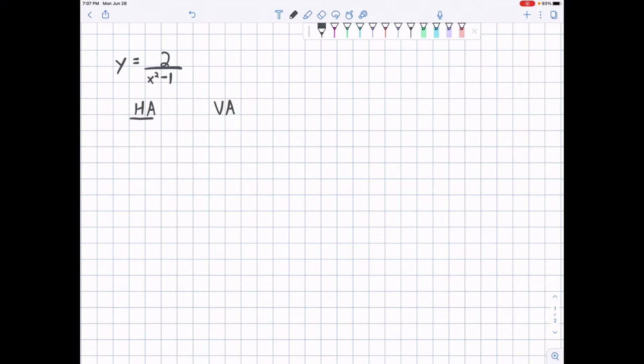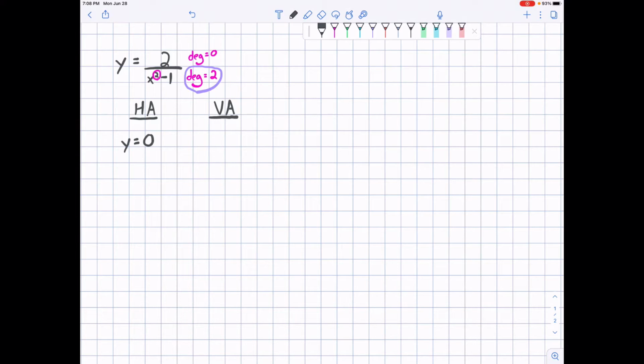Now, for horizontal asymptote rules, that's something they're kind of expecting you to know from Advanced Functions 12. How we do that is we compare the degrees of the numerator and the denominator. We can see here that the degree of the numerator is 0 and the degree of the denominator is 2. That's based on the exponent on x. Since the degree of the bottom is bigger than the degree of the top, the horizontal asymptote is going to be y equals 0. The bottom is just going to be getting way bigger than the top.